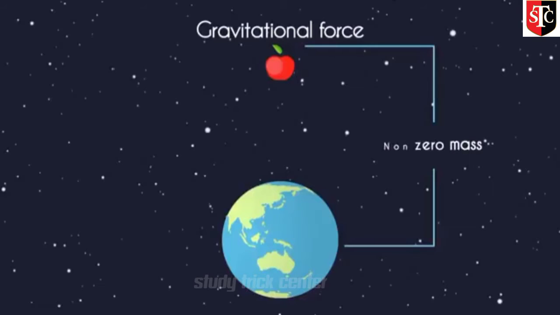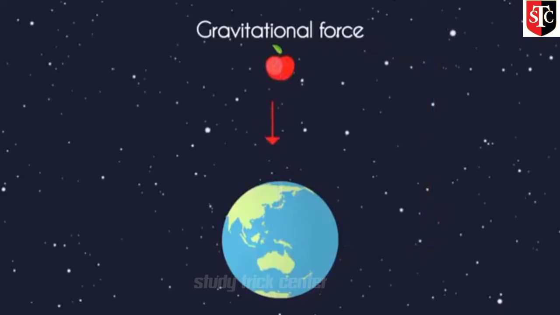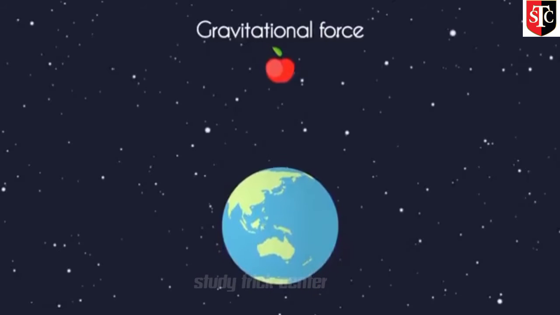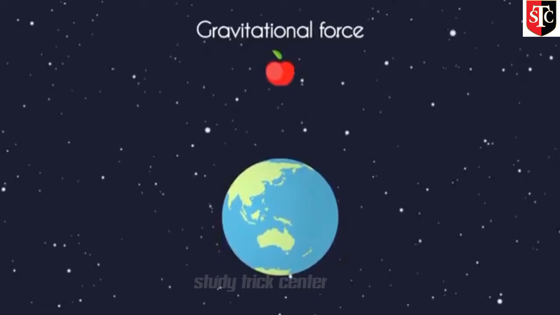We saw that the gravitational force is the attractive force between any two objects with non-zero mass separated by a distance. So does the apple fall towards the earth, or does the earth move towards the apple? Or do both move towards each other? It's actually simple logic. This is the earth, and say this minuscule object is an apple.